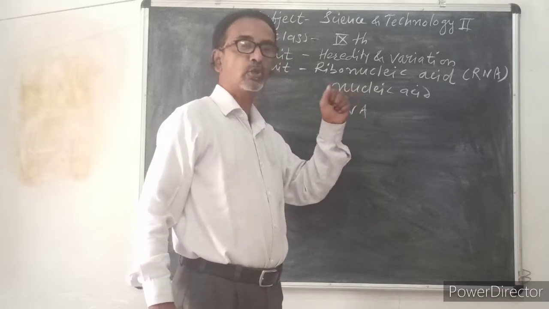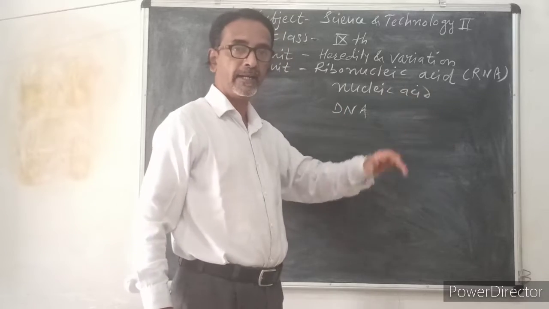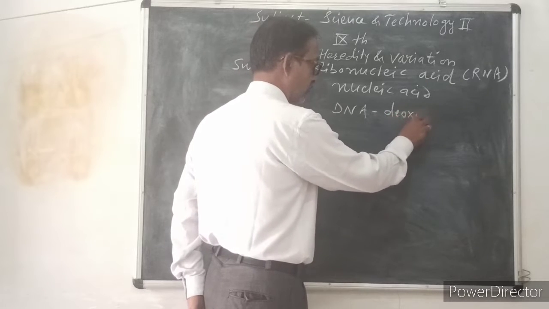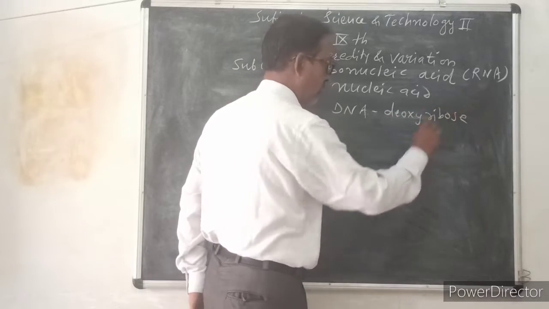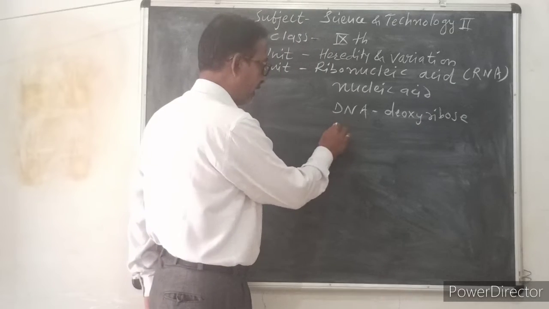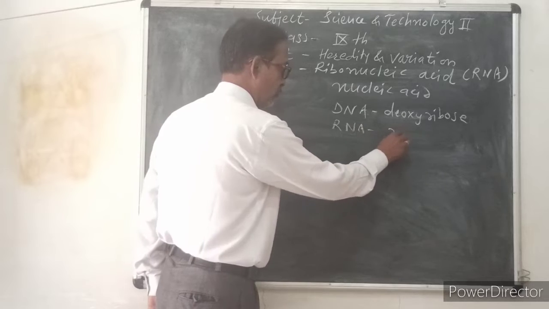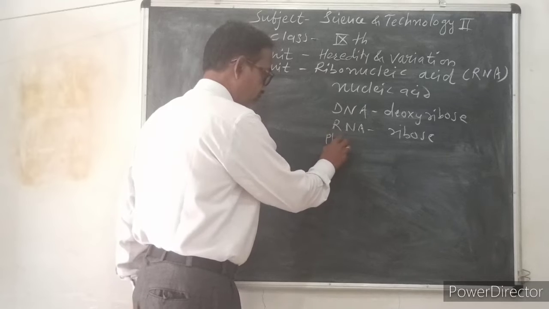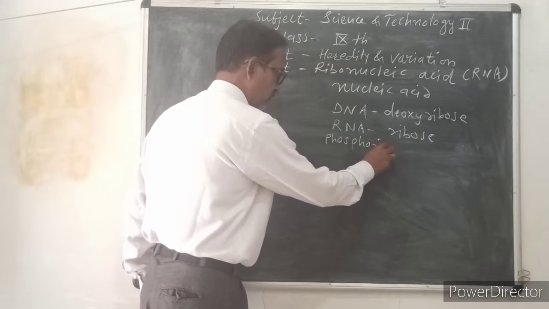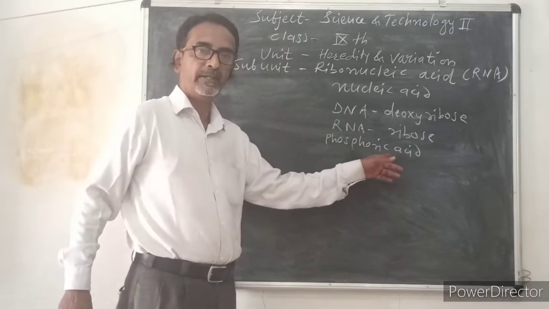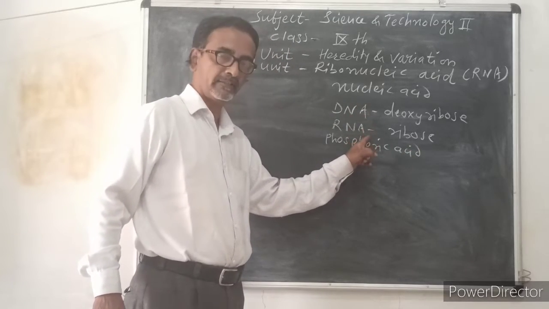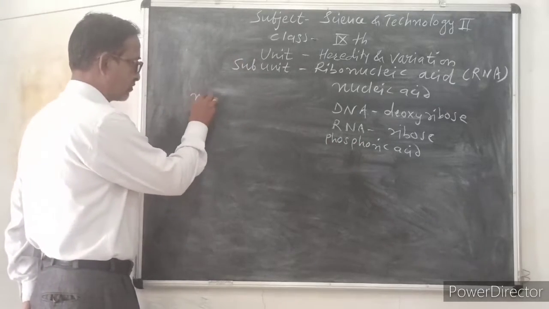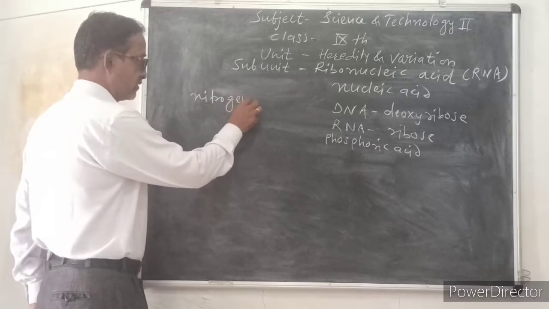Now which are the contents of RNA and what is the difference between DNA and RNA? In DNA, the sugar present is called deoxyribose. In RNA, the sugar present is called ribose. Then phosphoric acid is common in both DNA and RNA. And the third is nitrogenous base.